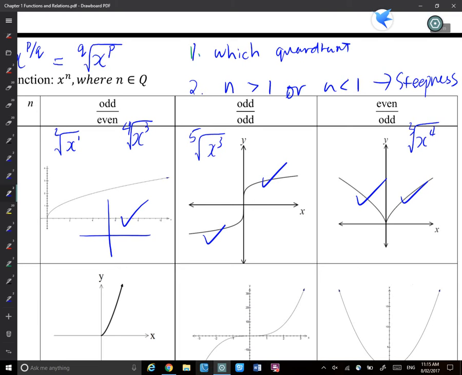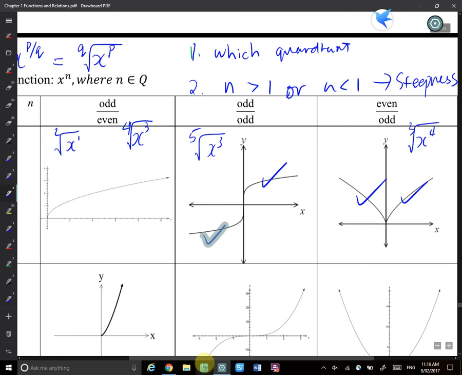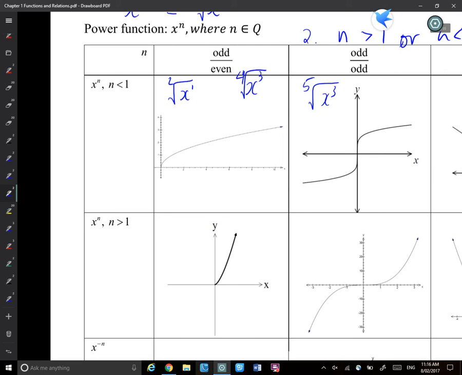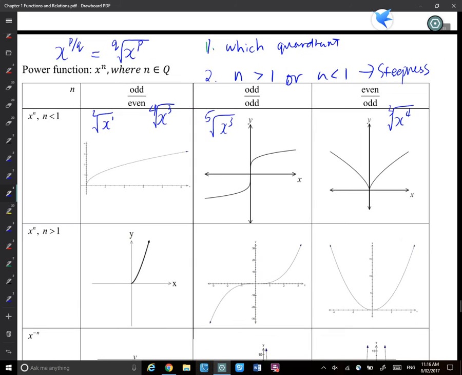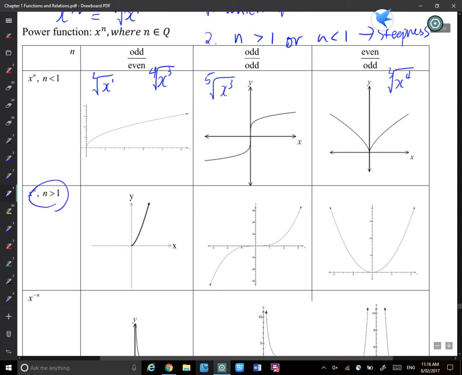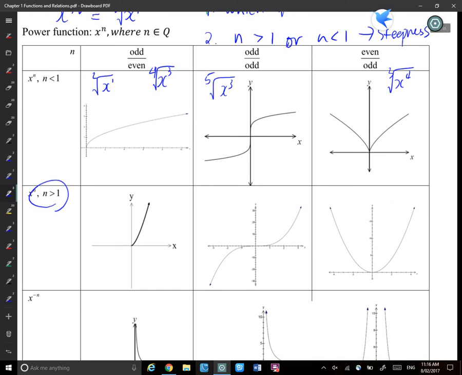And the second thing you need to talk about is the stiffness of the graph. Now I tell you, if your power is a number smaller than 1, you will have a really slow growth graph. It's more flat. But if you have an n greater than 1, look at the graph. They are in exactly the same quadrant, but you will have something that grows really fast, a really steep graph. Can you see they are exactly in the same quadrant? What's different is only the stiffness of the graph.